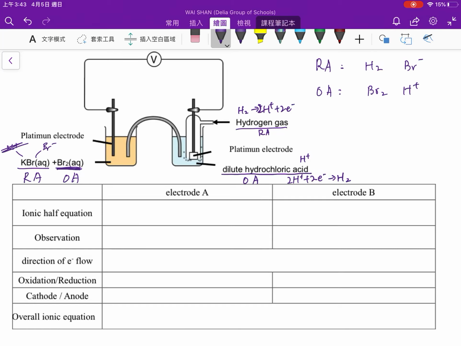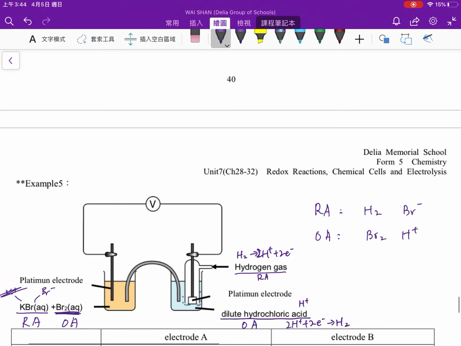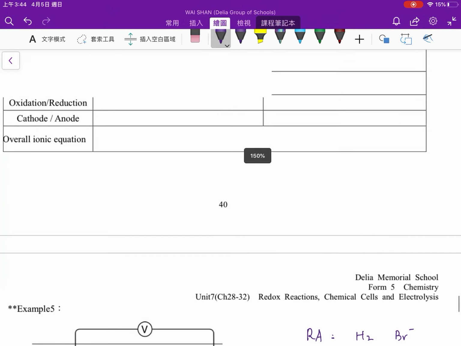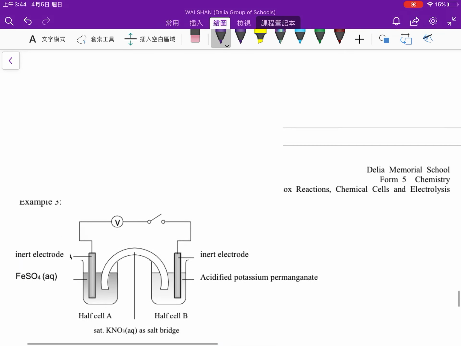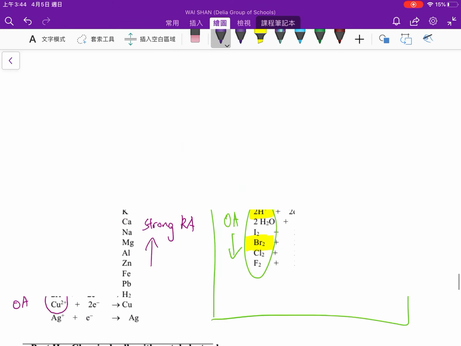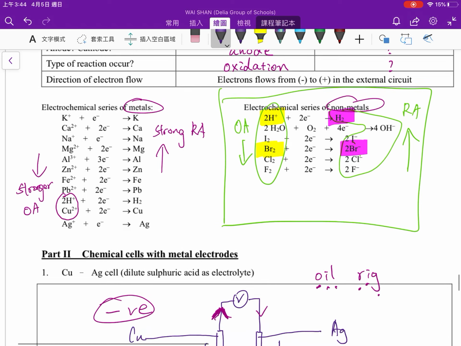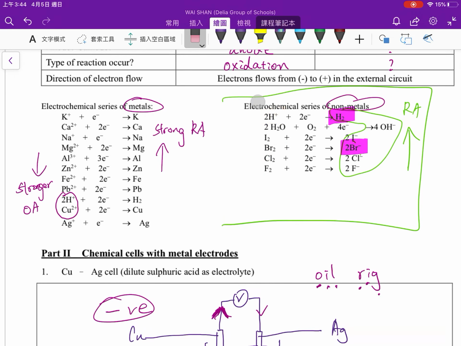Actually, you just need to check either one of them. If you look at reducing agent, then you just need to check the reducing agent in ECS. If you are looking at oxidizing agent, then you just need to check the oxidizing agent in ECS. Okay, but now I'm explaining it, so I will check both of them. ECS. So we will go to the front page. So it's here.